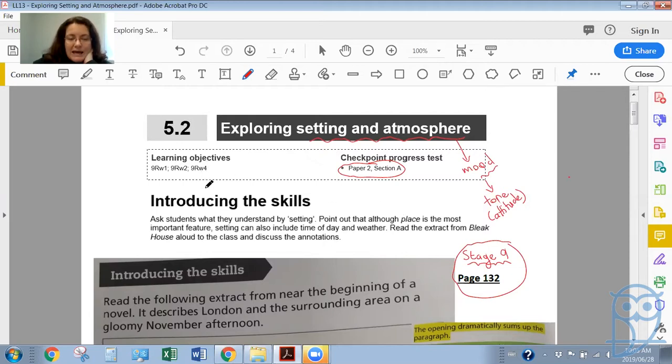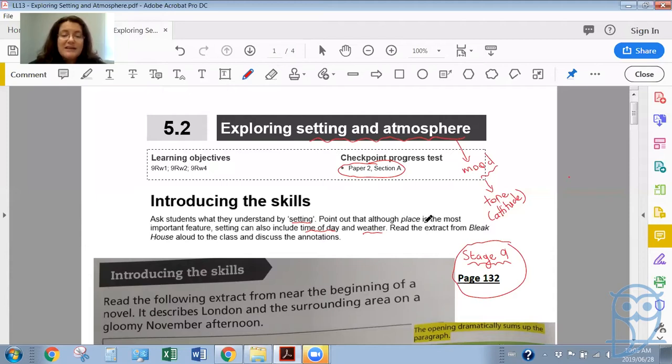All right, so this is based on the teacher's resources notes for chapter 5 in your stage 9 books. And this is all about introducing the skills. Ask students what they understand by setting, right? So what do you understand by setting? And then I need to point out that although place is the most important feature, so the setting is a desert setting for this particular sci-fi novel, for example, but setting can also include the time of day. Is it set in the morning or is it set at midnight? And the weather, because weather is a very strong indicator of setting. What mood does the weather create? Is it a happy, sunshiny day, for example?